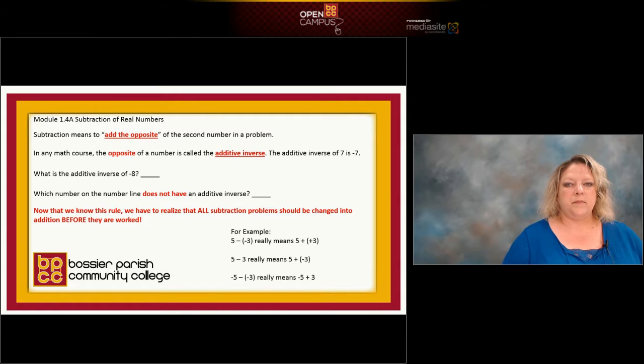In the next example, it says 5 minus 3. Well, 5 minus 3 really means 5 plus a negative 3, because you're adding the opposite of a positive 3. The last example is negative 5 minus negative 3. So when you're rewriting that, you don't change the negative 5 in the front. So that would be a negative 5 plus a positive 3, because the opposite of a negative 3 is a positive 3.